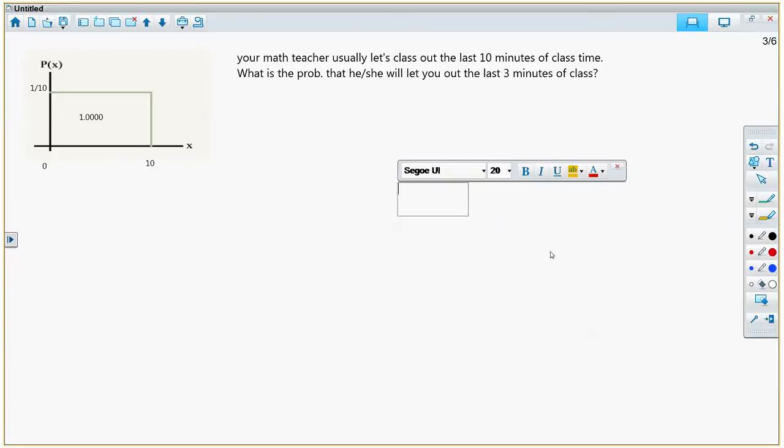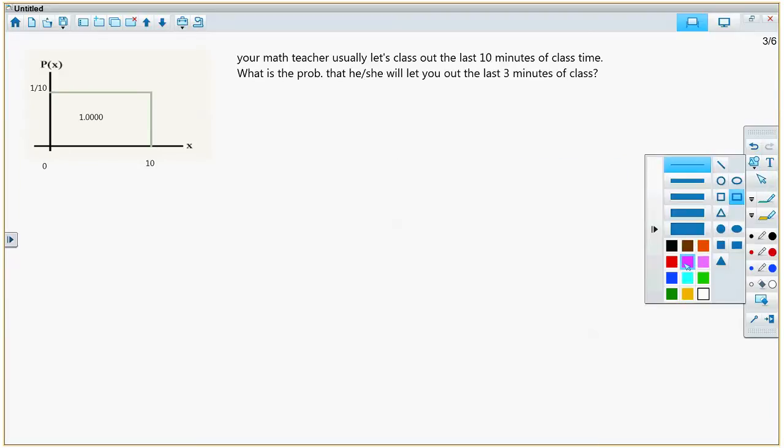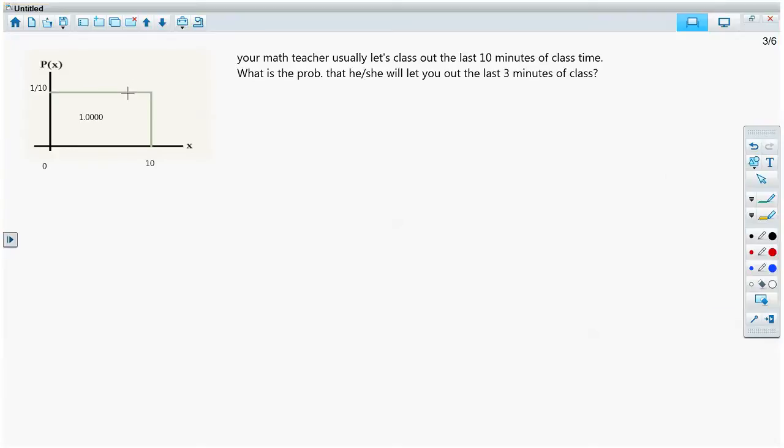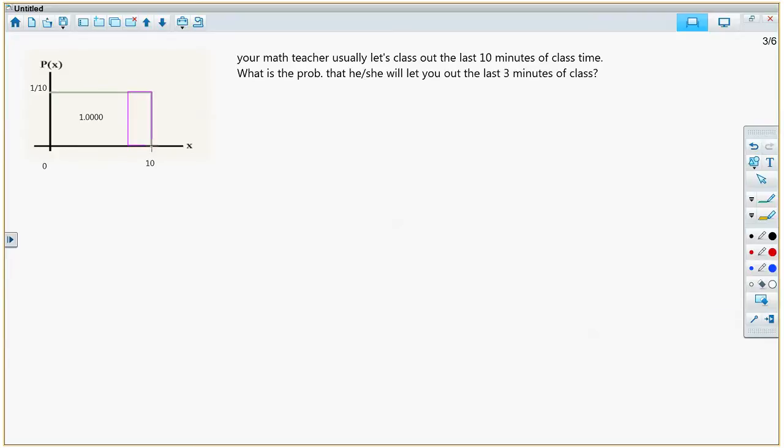So now you take your handy dandy rectangle maker and you say, what is the probability that he or she will let you out the last 3 minutes of class? Well, the last 3 minutes of class will be a rectangle right here with a base of what? 7 to 10, what would it be? 3. And 3 times 1/10 is 3/10, and I'll do that. You don't have to use your calculator. 3 over 10 is 0.3.